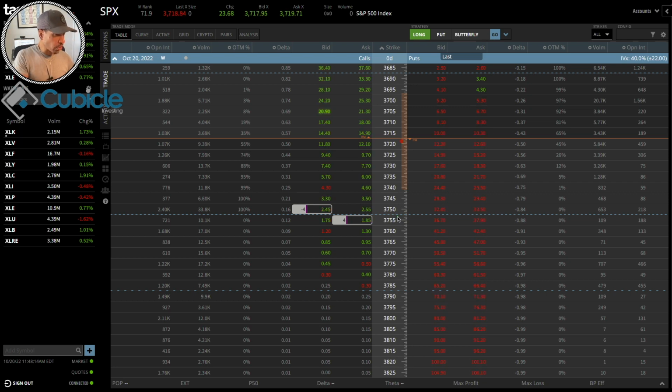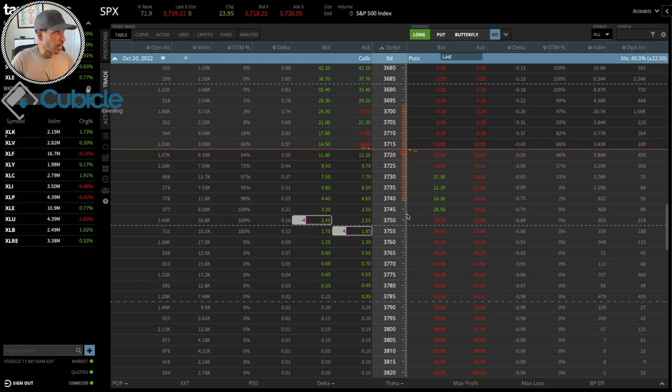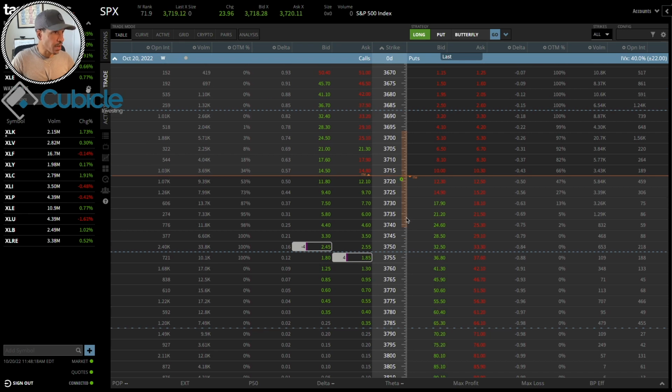So I put this trade on around 9:45 a.m., roughly 15 minutes after the market opened, and the price actually jumped up to about 37.35, which is rather close to my short strike on the call side. So you have the call side here, and you have the put side here. These are your strike prices down the middle.